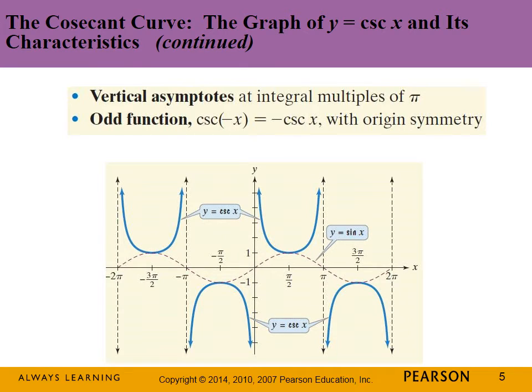We have vertical asymptotes at all integer multiples of pi, so those are all the values of x where the function is undefined. And recall from a few sections ago that cosecant is an odd function, which means its graph is going to have origin symmetry. Hopefully you can see that origin symmetry in the graph.